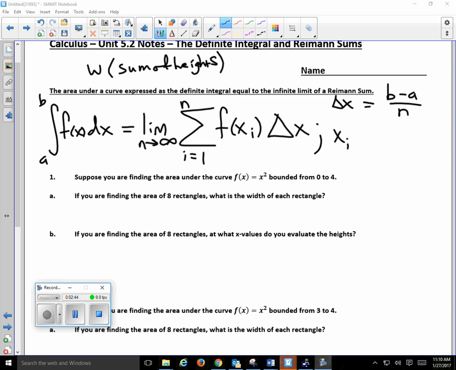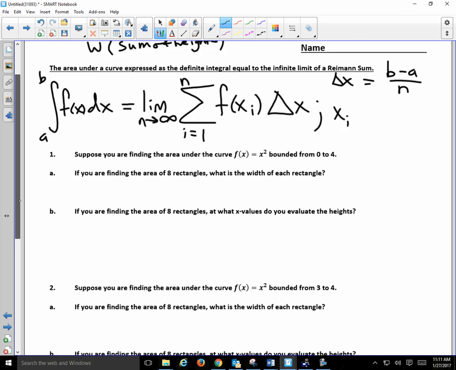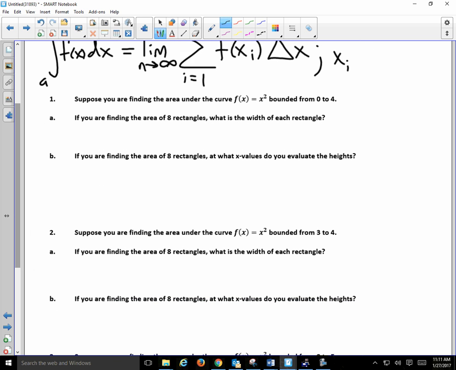Now what we need to talk about is where we evaluate the heights. That's x sub i. And this is the confusing part for people. I want to try to make it clear. This is actually new for the notes this year because in previous years people have been unclear. Are you ready to get clear? Let's do it. If you're finding the area of 8 rectangles for the integral from 0 to 4 of x squared dx, it says we have a curve bounded from 0 to 4.